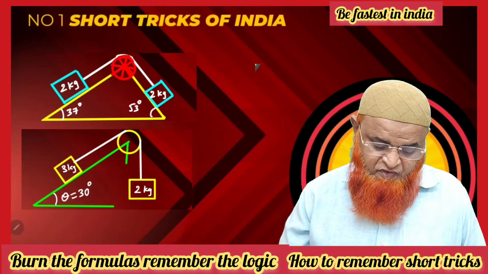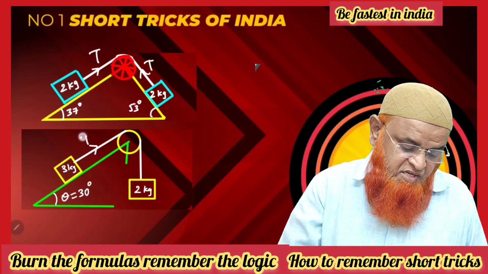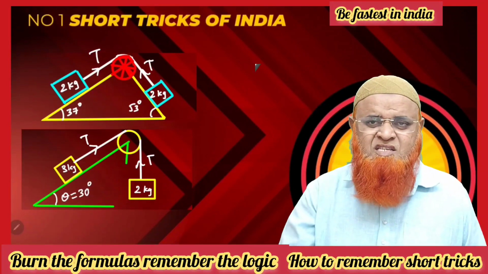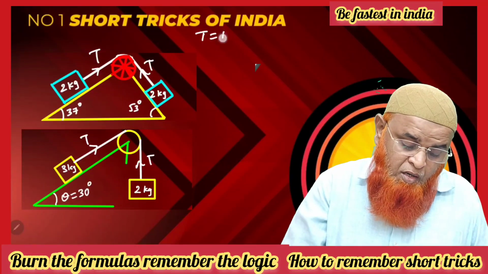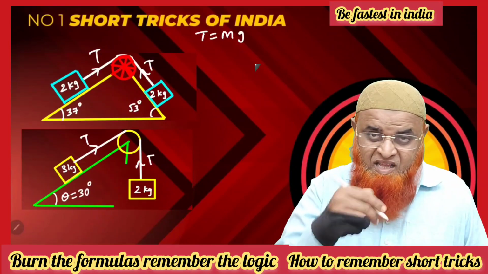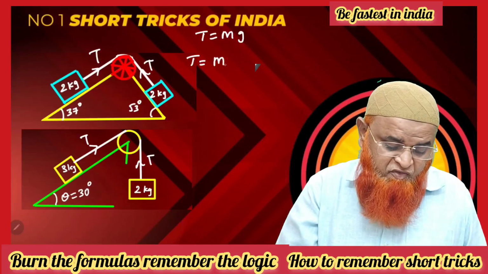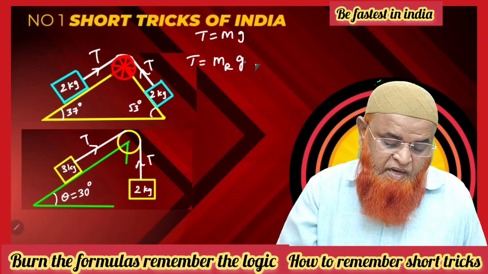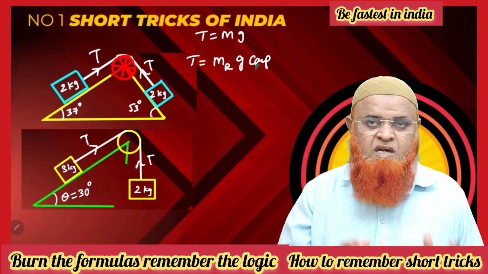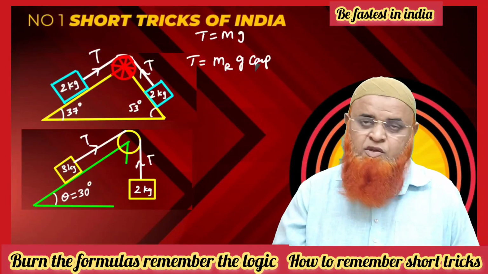For example, he's asking us to find out the tension. My dear students, he's asking us to find out the tension here, tension in this case or tension in this case. In both the cases, you can find out the tension. There is a logic here. No need to remember. What is the logic? You all know that tension is equal to mass into gravity. But in these two cases, you just modify the formula. That's it. What is the method to modify the formula? Tension is equal to reduced mass into g into components. That's it, you have to remember.